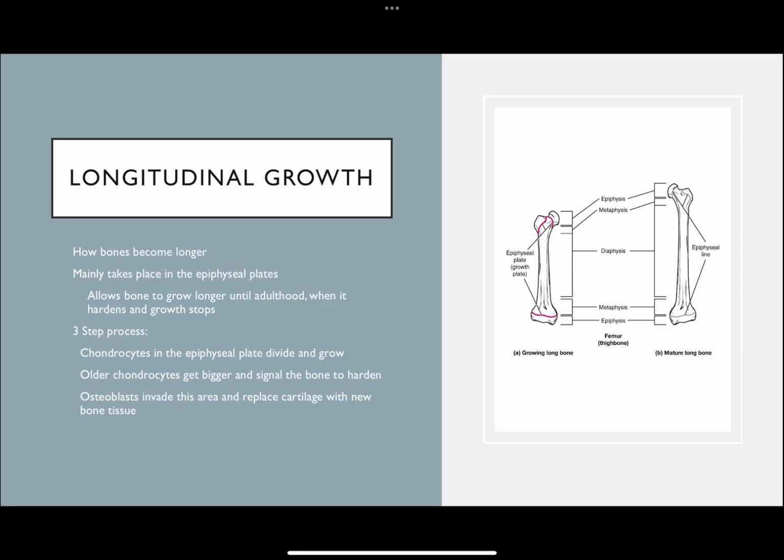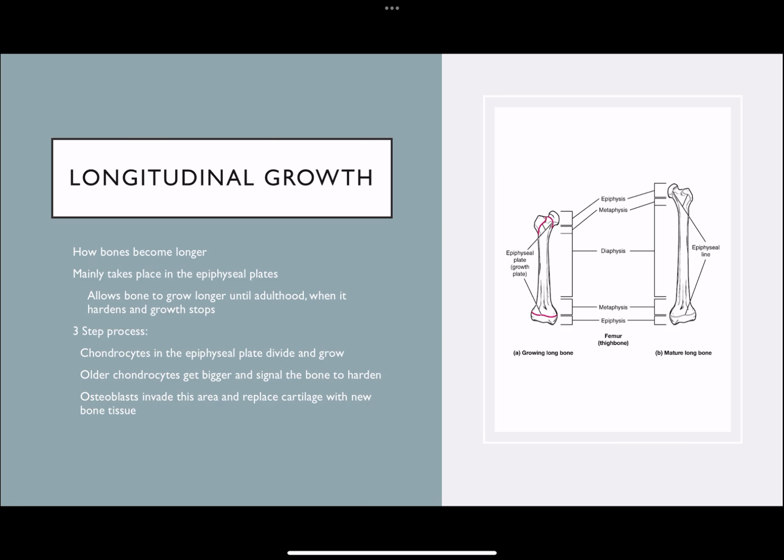Longitudinal growth is the first growth we're going to be covering, which is how bones become longer, and this mainly takes place in the epiphyseal plates, which is also known as the growth plate, and it's a layer of hyaline cartilage located near the ends of long bones in growing children and adolescents. This allows the bone to grow longer until adulthood, when it hardens and then the growth stops.